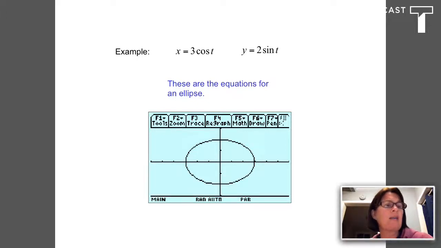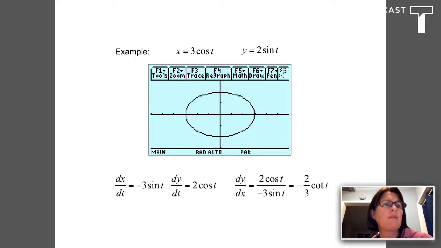I'm going to do that by finding dx/dt. The derivative of x with respect to time is 3 times the opposite of sine of t, so negative 3 sine t. dy/dt is 2 cosine t. And the derivative, the slope of this curve at any x, y, any time value, is given by 2 cosine t over negative 3 sine t. That's dy/dt divided by dx/dt.